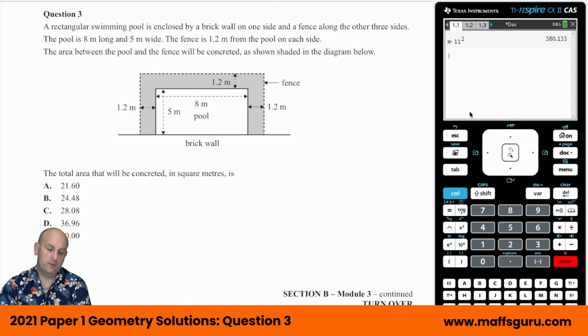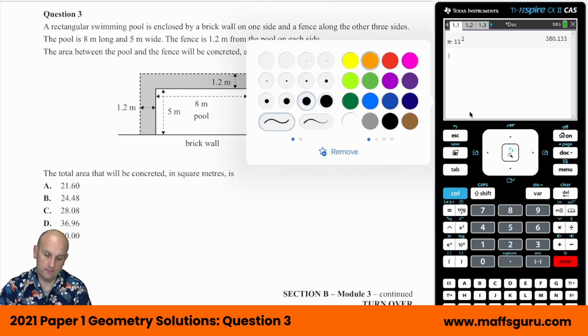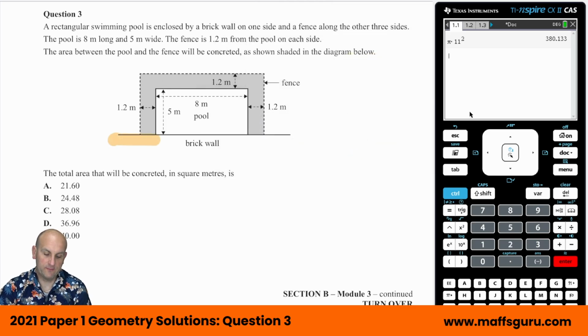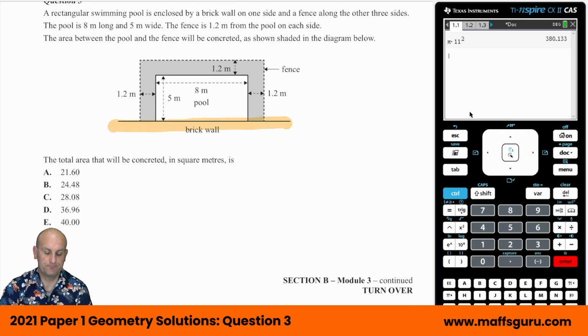A rectangular swimming pool is enclosed by a brick wall on one side. Thank you very much. So let's just check there. So there is my brick wall on one side and fence along the other 3 sides. The pool is 8 meters long and 5 meters wide. Okay, the fence is 1.2 meters from the pool on each side. Thank you. The area between the pool and the fence will be concreted as shown in the diagram below. The total area that will be concreted is, okie dokie.